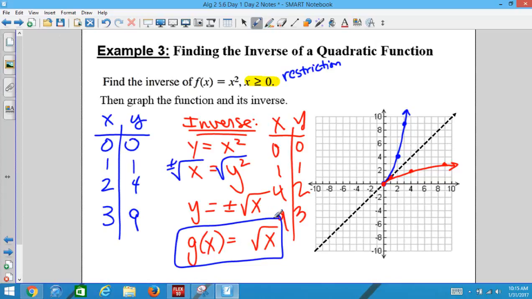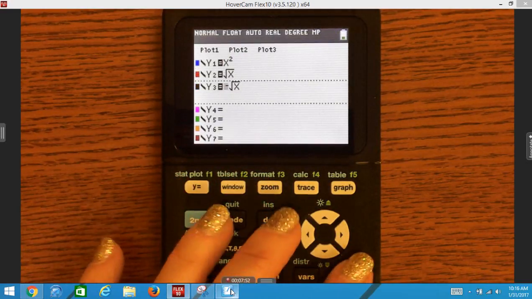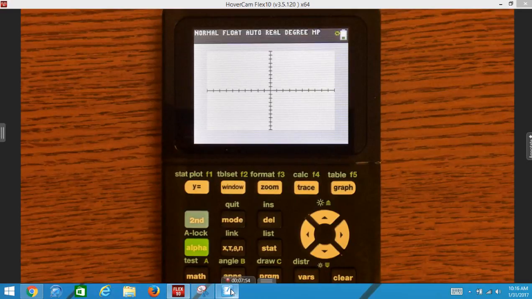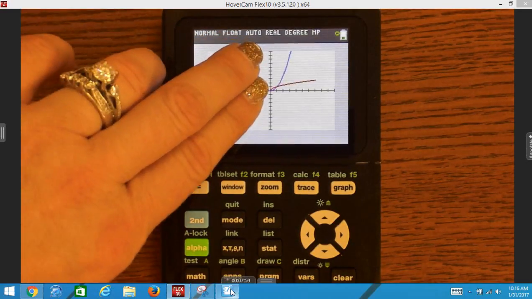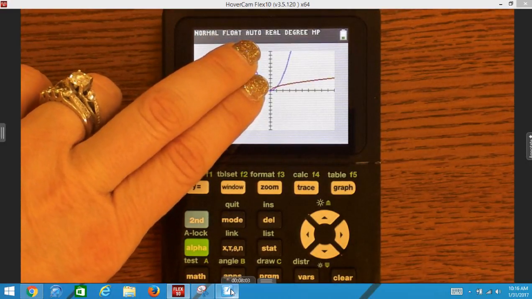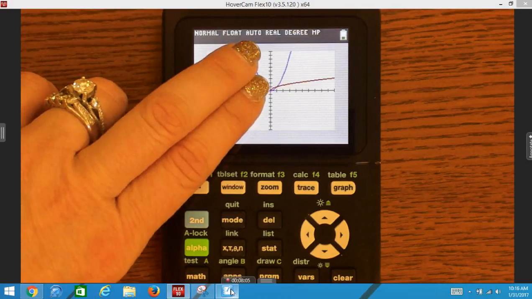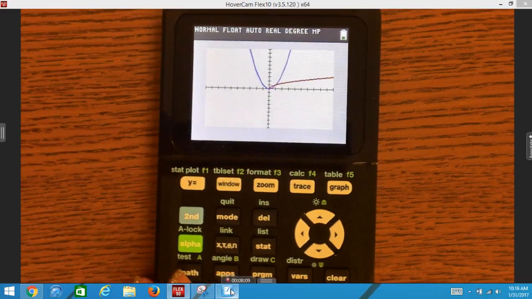That's our final answer for the inverse. You reflect it over the y equals x line. Right, so I'm going to get rid of the minus. I'm going to hit graph again, and now this one we just have to know that it's only that half. So I'm going to cover up the other part that's not it. You can see that it is an inverse function. Okay, so we kind of have to think about it for some of these.